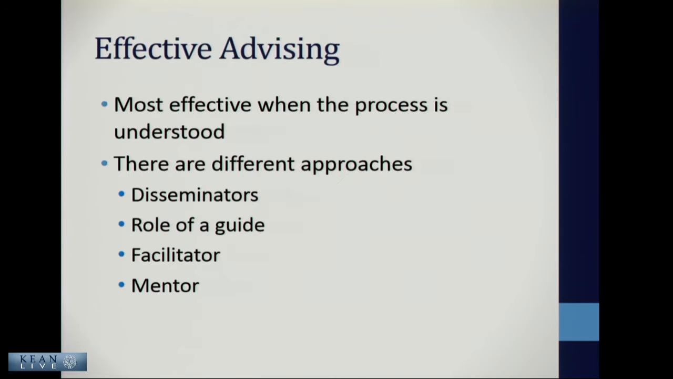So what makes an effective advising? The most effective is when the process is understood. And of course, there are many different approaches as to how we engage in advising. Some of us can do either one of these as our primary role, or we can wear different hats, or we can do all of these, right? So we can be disseminators of information, we can serve as their guide to the university, to their major, we can be facilitators, and we can also be their mentors. Again, there are different approaches to advising.